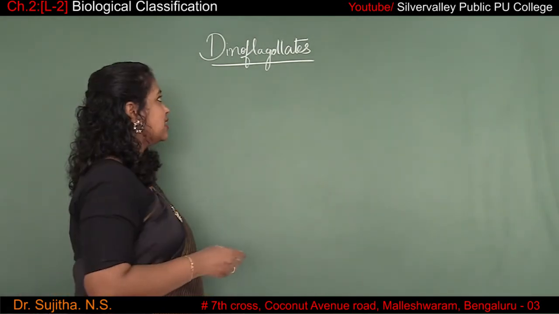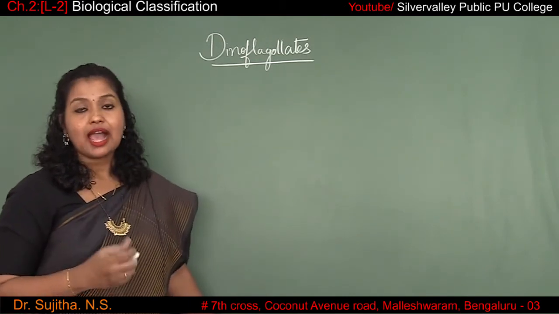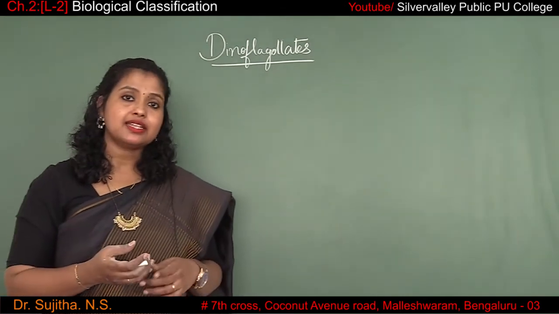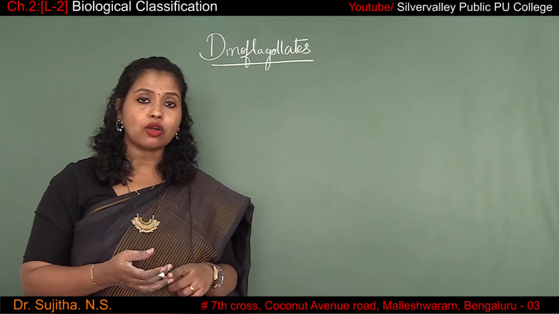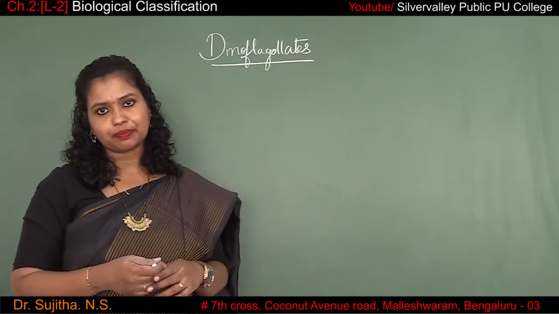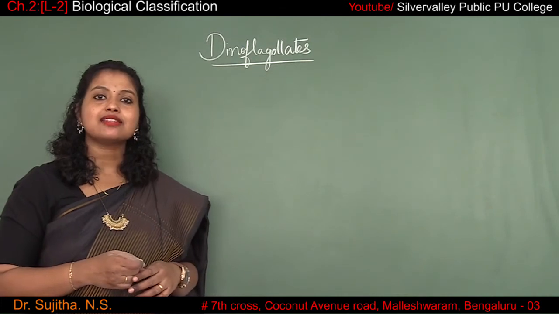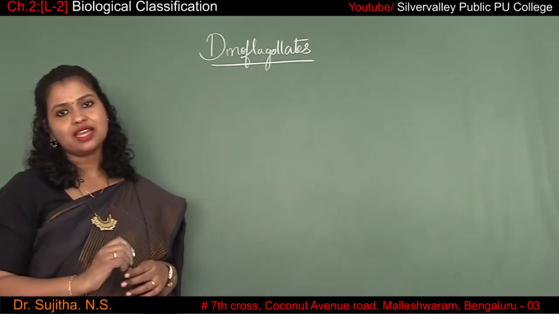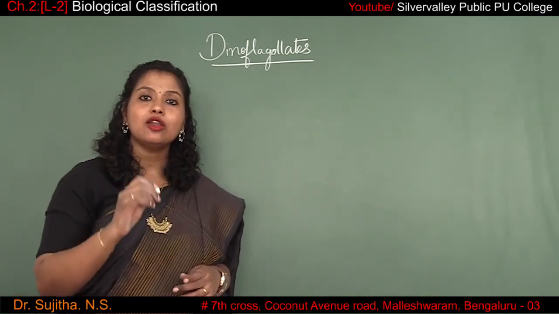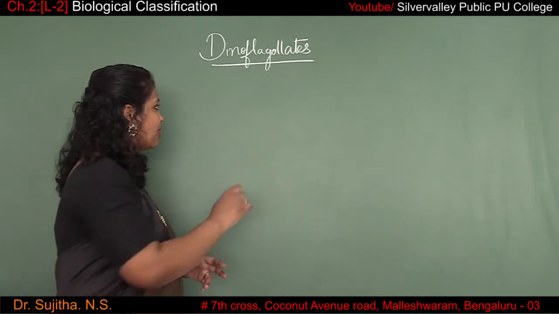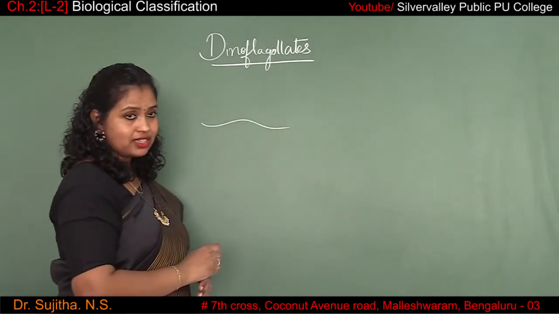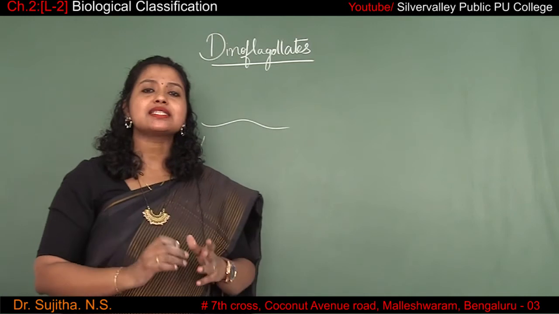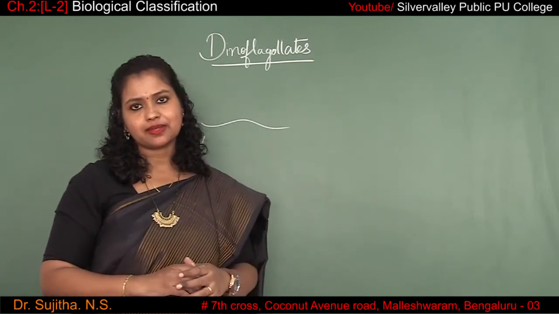And these dinoflagellates have pigments in their body, as a result of which they are of different colors. The pigment can be red, blue, yellow, or even brown. And these dinoflagellates have flagella. One flagellum is located transversely, and the other flagellum is located longitudinally. And the entire body is covered by cellulosic plates.